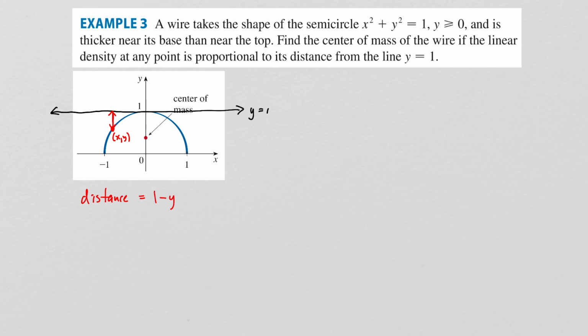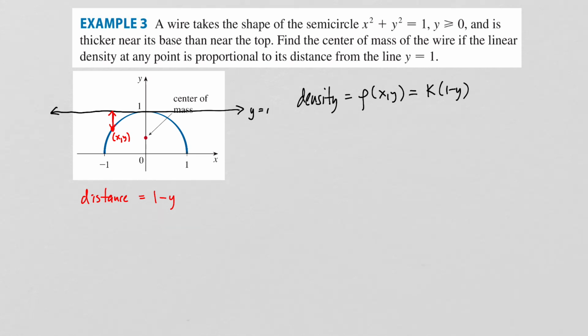So what we're saying is the linear density is proportional to the distance from that line. So I'm going to define the density as rho of x, y. So what is the density at some point x, y? Well, it is directly proportional to the distance. Well, the distance is 1 minus y, and so directly proportional just means some constant k multiplied by 1 minus y.